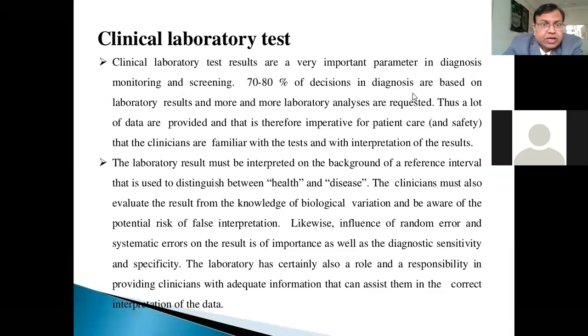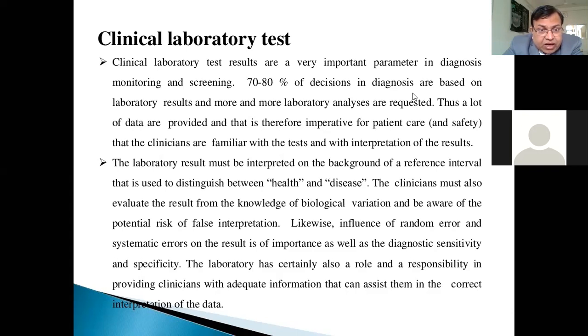You can see clinical laboratory test results are a very important parameter in diagnosis, monitoring, and screening. 70 to 80% of the decisions in the diagnosis are based on laboratory results and more laboratory analysis is requested. A lot of data are provided, and therefore it is imperative for patient care and safety that a clinician is familiar with the tests and the interpretation of the results.